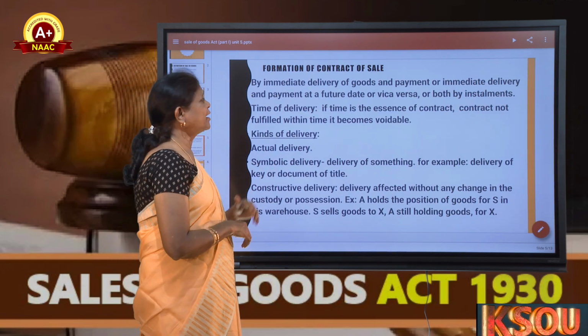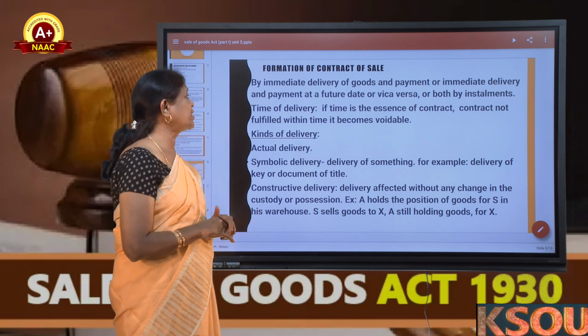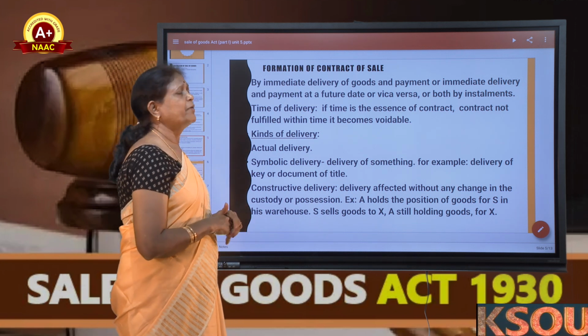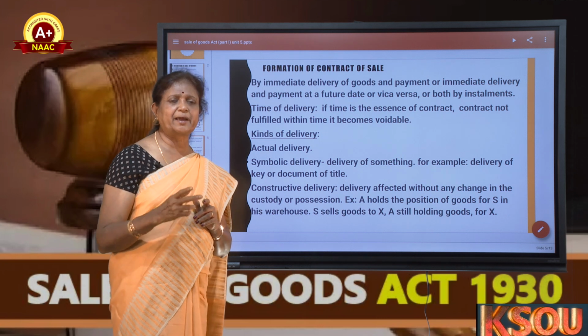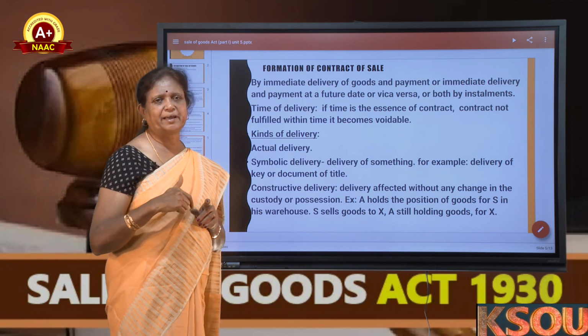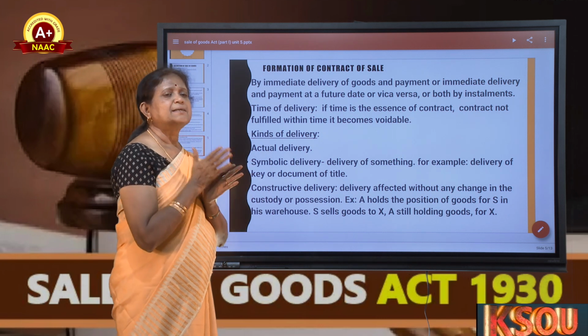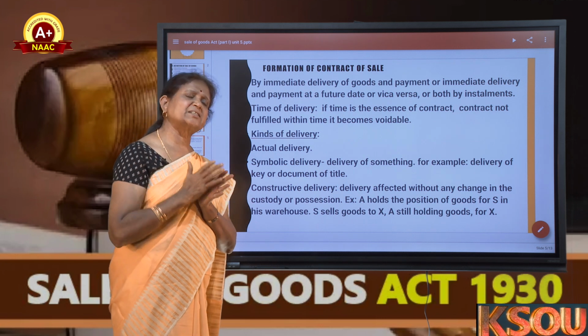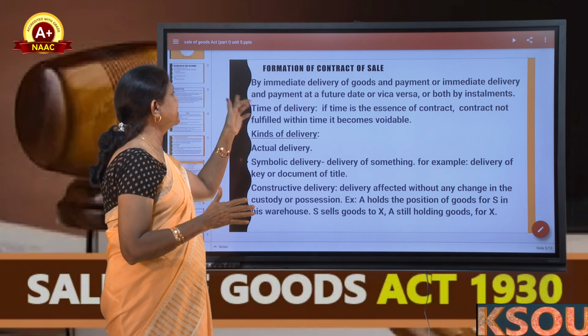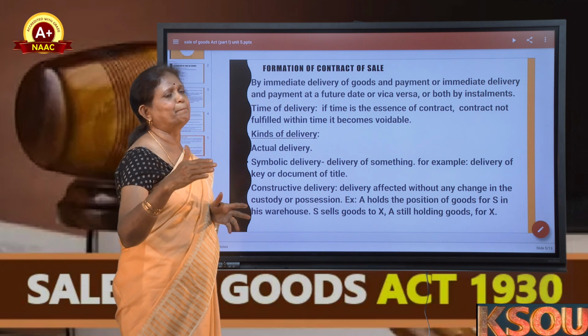Then how is the formation of a contract of sale possible? Normally, when a contract is made by the seller and the buyer, either to sell or to buy, that means if the sale and the buy take place simultaneously, then the contract of sale is said to be completed.